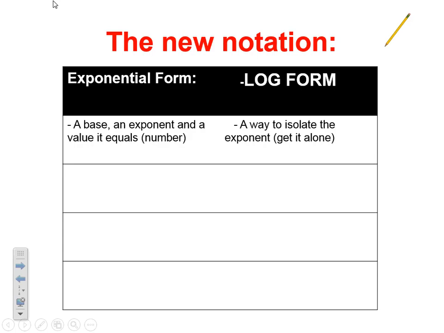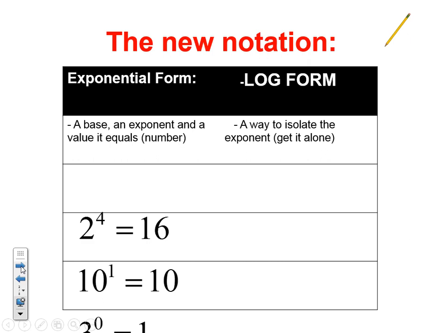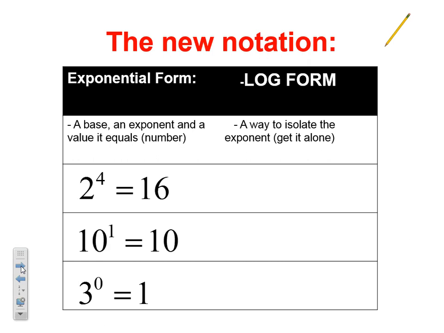So we're going to be talking about new notation. Make sure that you have this written down in your notes, please. We're going to go from exponential form to logarithmic form. Now remember, we have exponential form. We have a base, an exponent, and a value that it equals. So if we look at these, right here in this number 2, this is our base. The 4 represents our exponent. And then the 6 is our value that it equals.